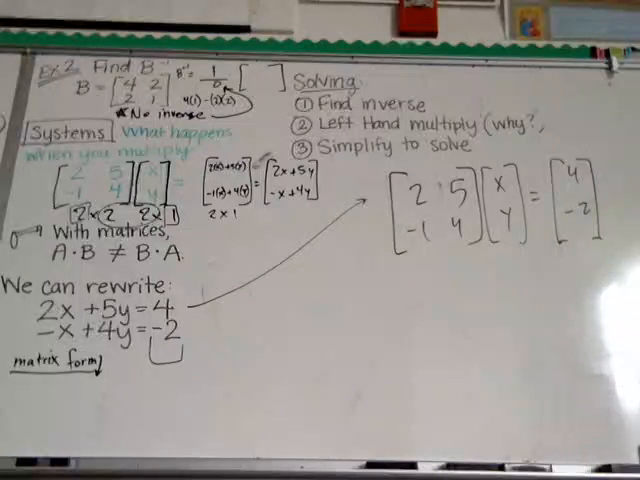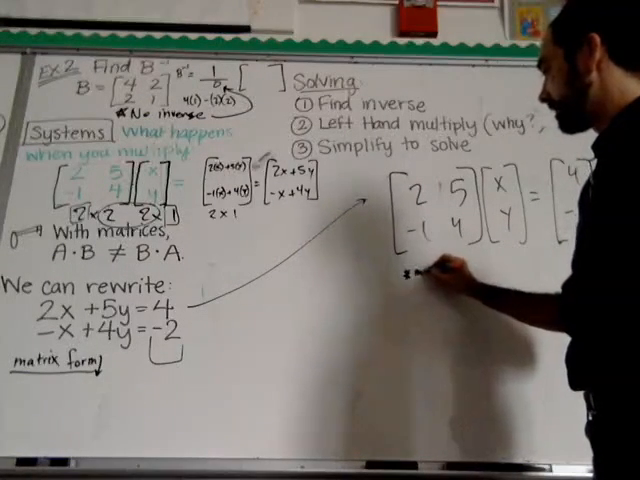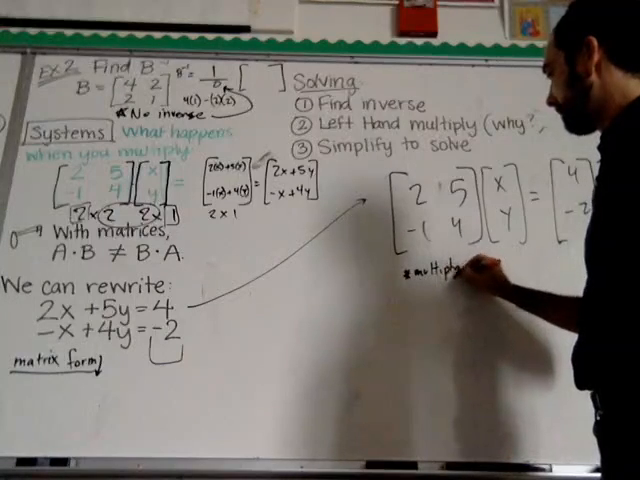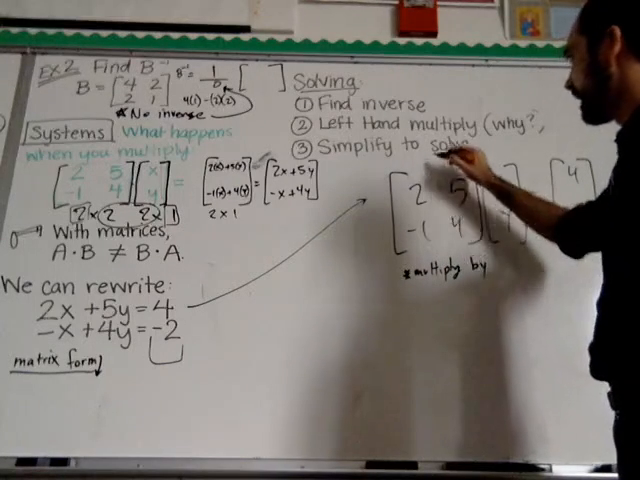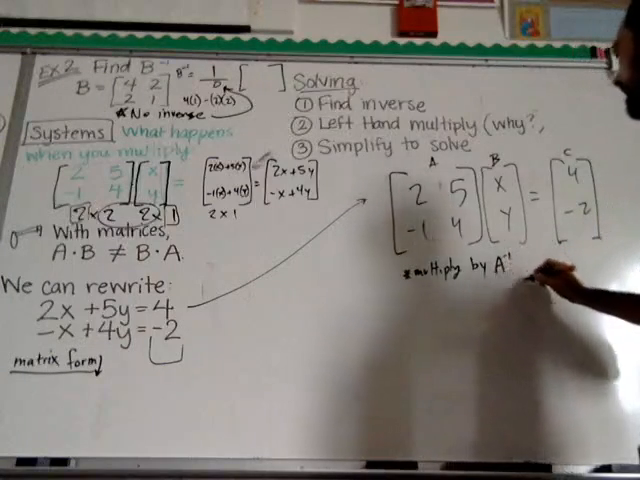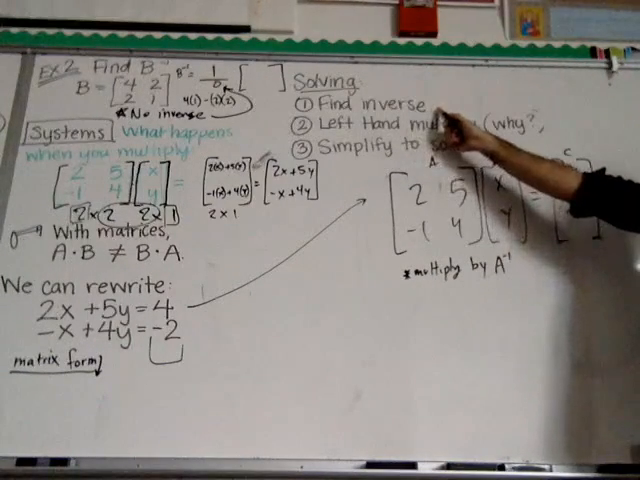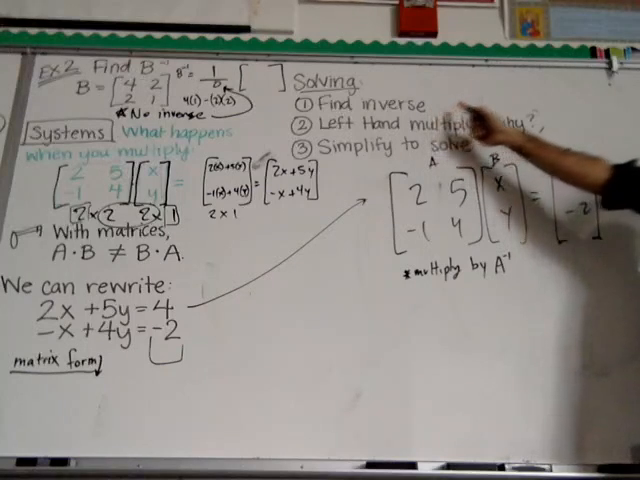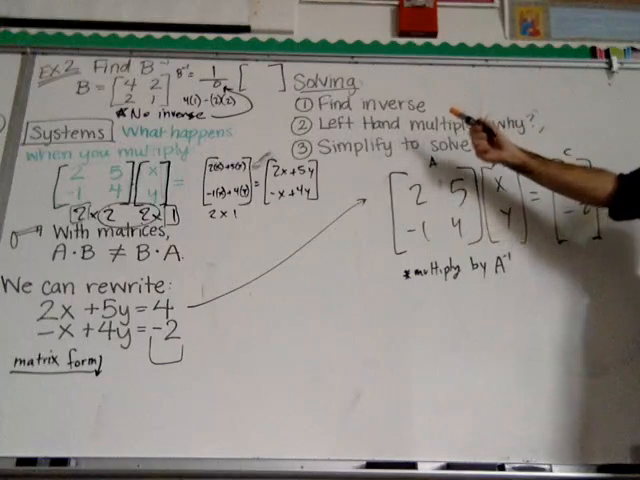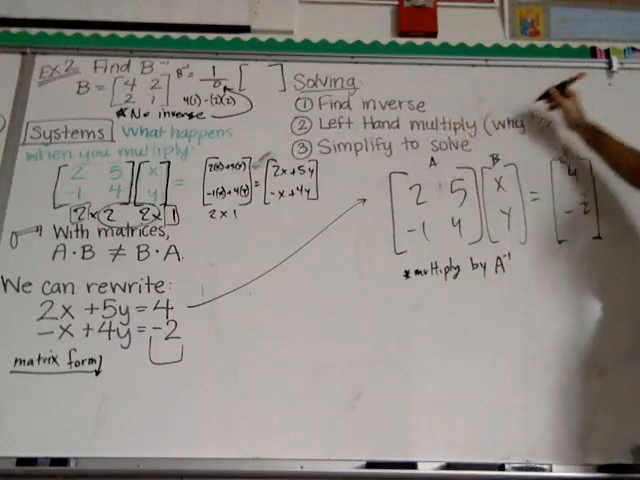Okay. So our goal, our strategy, is going to be to multiply. We'll call these matrices A, B, and C. We're going to multiply by the inverse of A. So in solving, I want you to look up here. Yeah, the solving says find the inverse. We know we need that. Number 2, left hand multiply.